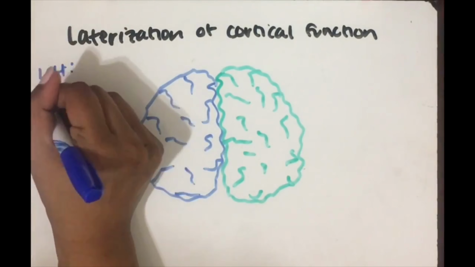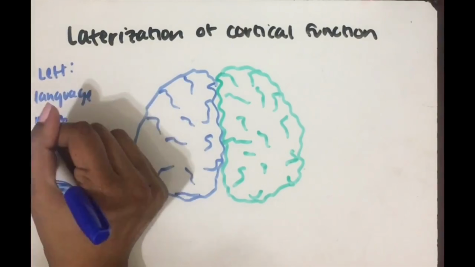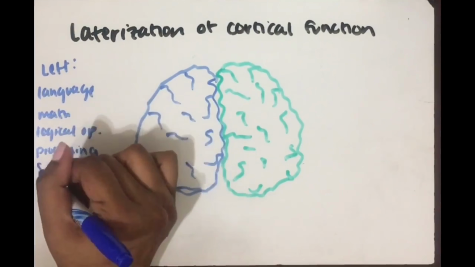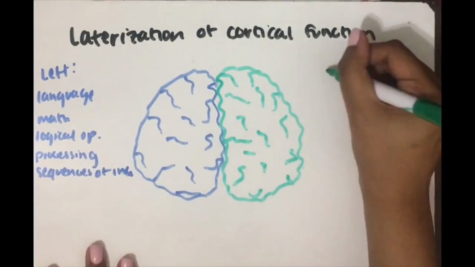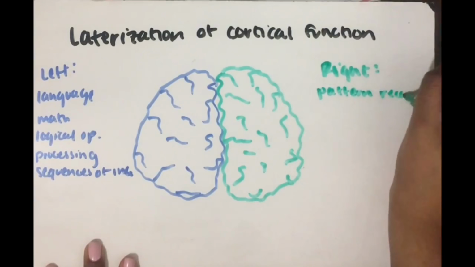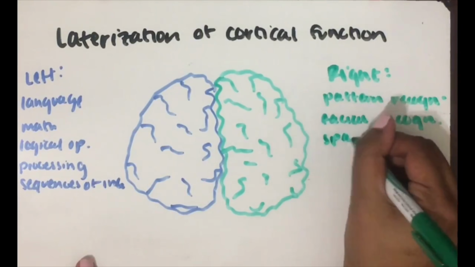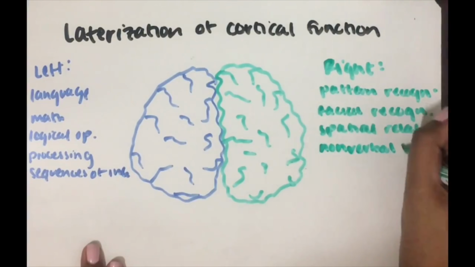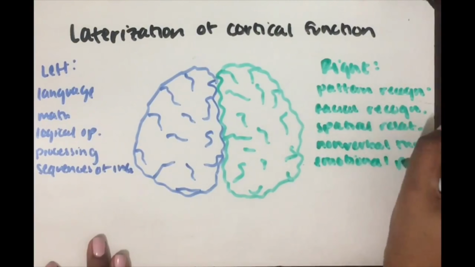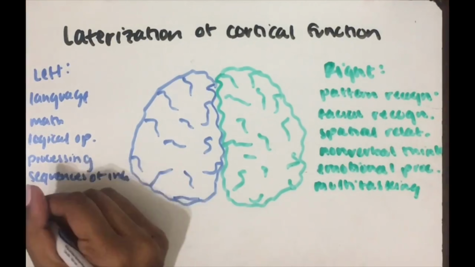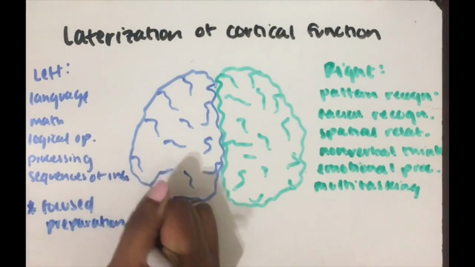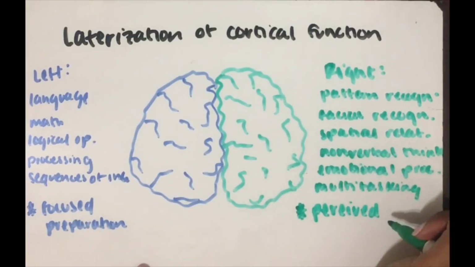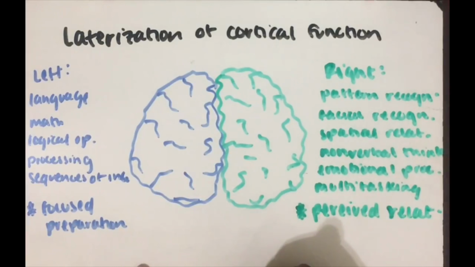Functions segregate to different sides during brain development. The left hemisphere includes language, math, logical operations, serial processing of sequences of information, and focus perception, while the right hemisphere is stronger at pattern recognition, facial recognition, spatial relation, nonverbal thinking, emotional processing, simultaneous processing of many kinds of information, and perceived relationships between images.